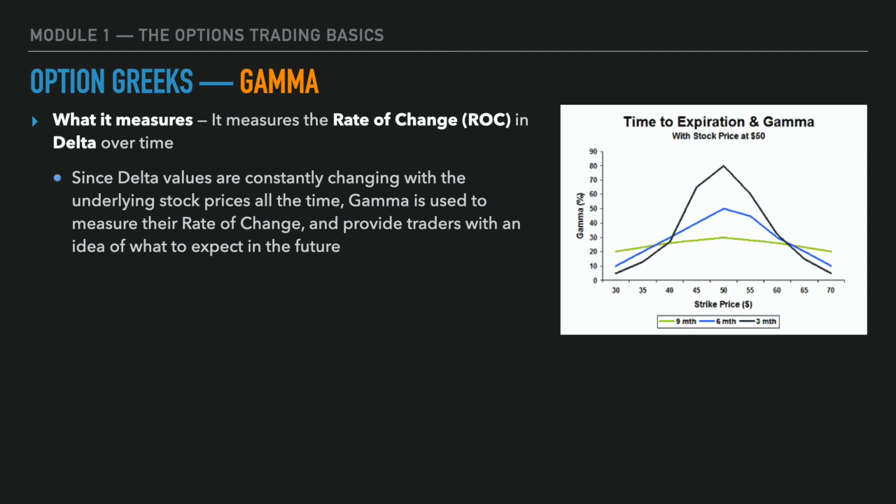Since delta values are constantly changing with the underlying stock prices all the time, using gamma to visualize the rate of change, or how fast the underlying stock price changes, is a great way to provide traders the idea of what to expect in the near future.